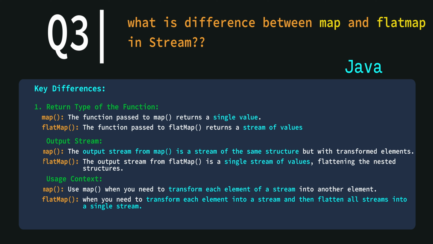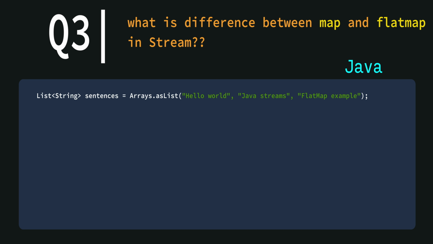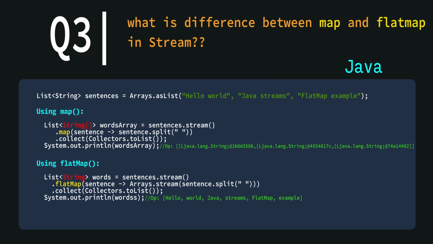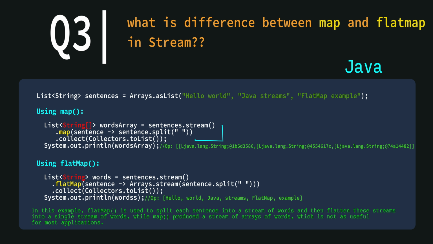We can demo simple examples for map and flatMap. Let's dive into them. Here in the first example, I have created a simple list of strings and I assigned 3 values: hello world, Java streams, flatMap example. Here my use case is to collect all the words in those list values which are separated by spaces. So using map, I am just trying to split and collect them, sentence.split and collect toList, right?